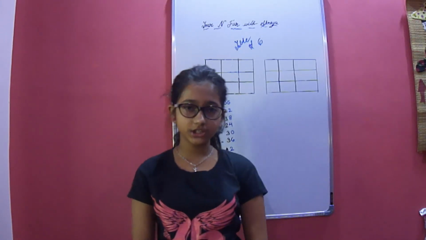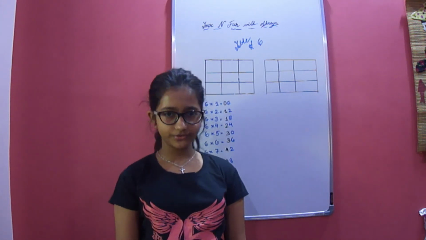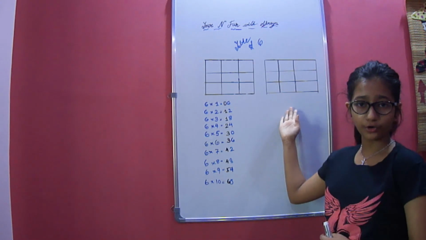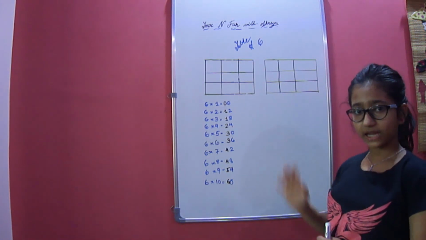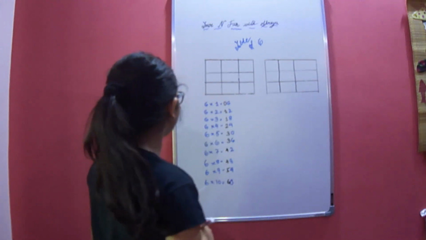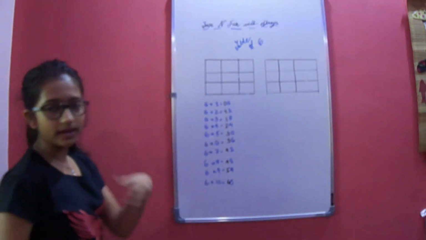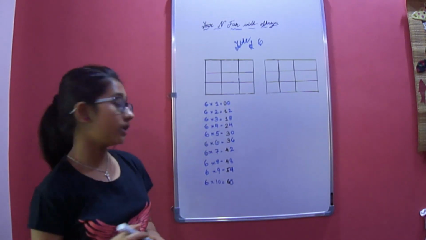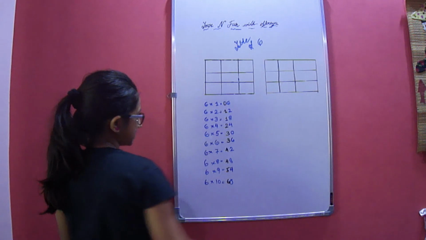Now first we will be starting with the table of 6. To do the table of 6, as you can see, I have drawn 2 tic-tac-toe grids. The table of 6 trick is really easy. First I will just write the numbers like this.